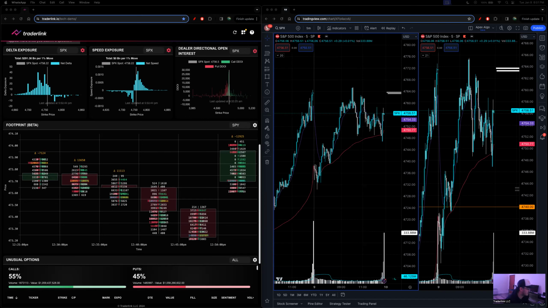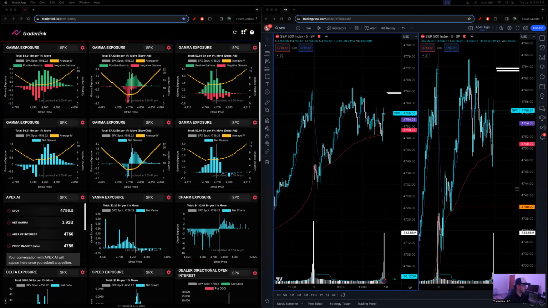So let's get started. For today's Vanna stuff, I'm just going to read it off so everyone knows. What is Vanna? Vanna is the sensitivity of an option's delta with respect to changes in implied volatility, otherwise known as vol. So let's go over what to really look out for when looking at the Vanna graph. Similar to GEX or gamma exposure, we always look for the high exposure areas or high exposure strikes.